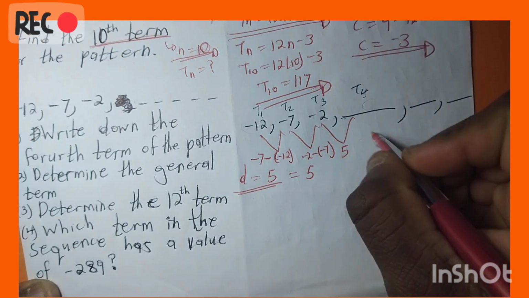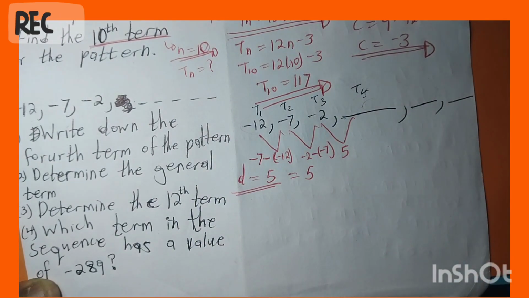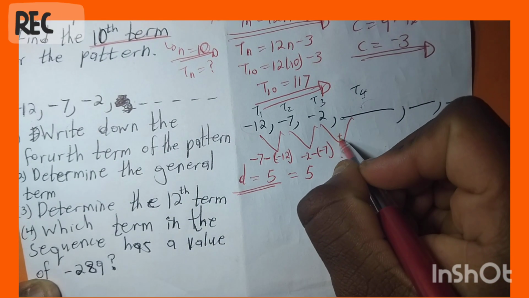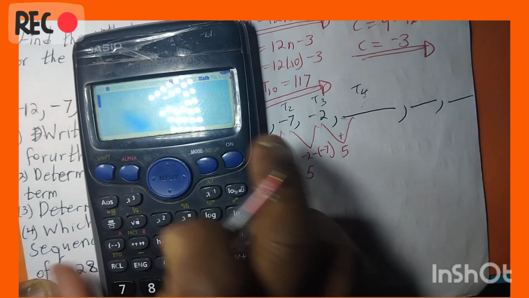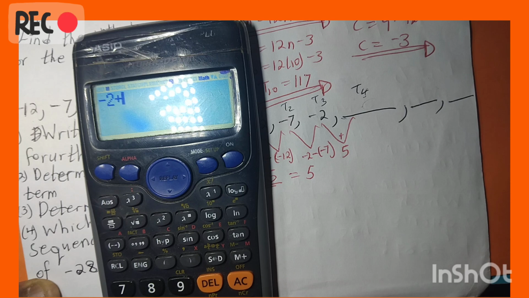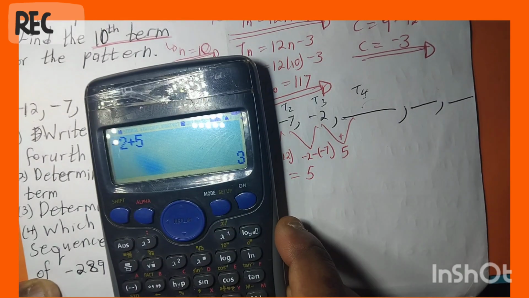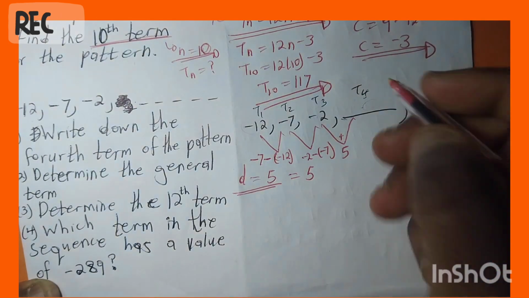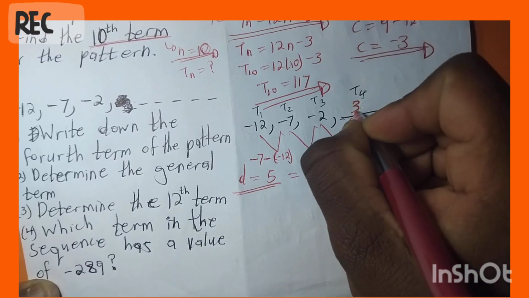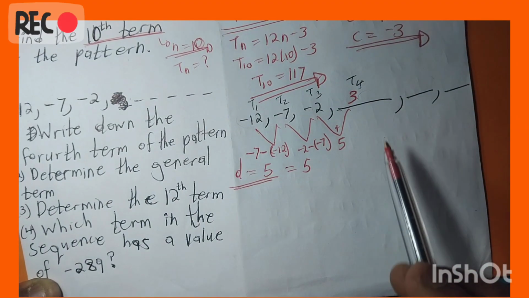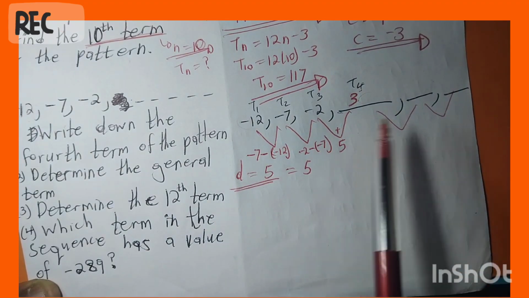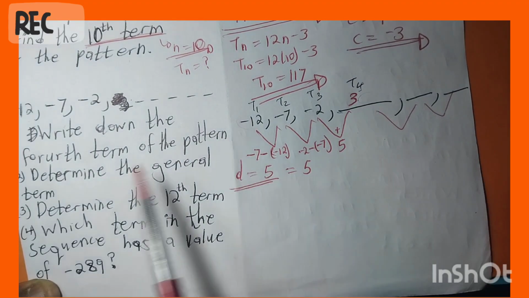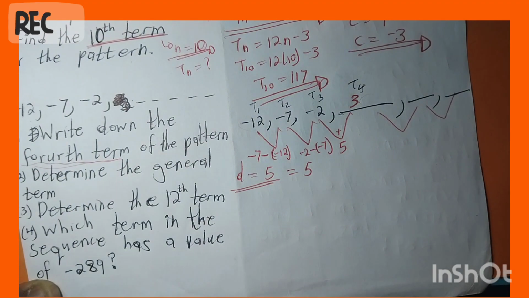Meaning here it's 5. So for you to get the 4th term, you will just take that 5, you add it with that thing here. I got negative 2 plus 5. This is what I will get there, which is 3. Do you see? Then if they need the first 3 terms, you'll just continue there. But this question, it only needs the 4th term.